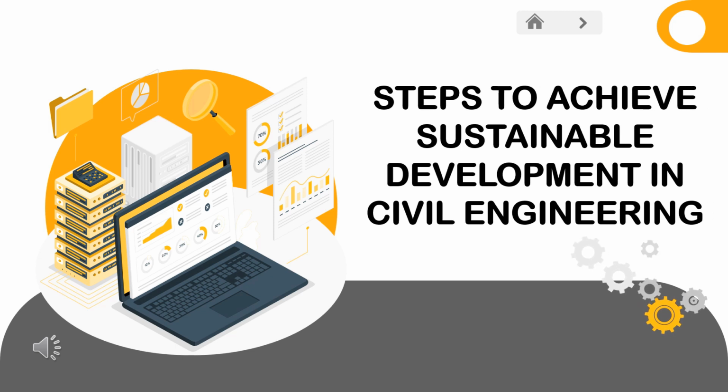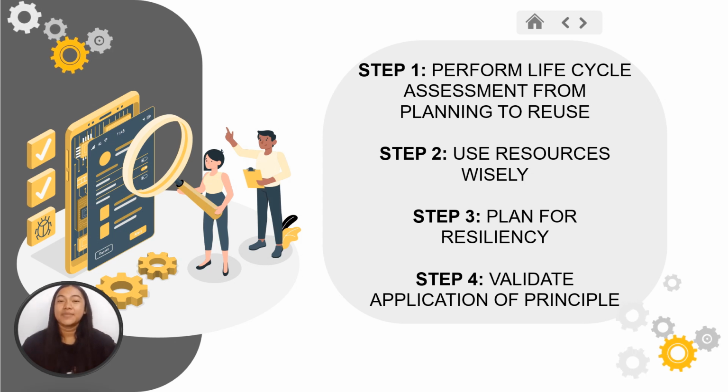Next are the different steps to achieve sustainable development in civil engineering. Step 1. Perform life cycle assessment from planning to reuse. Life cycle assessment, or LCA, involves evaluating the environmental impact of a product, process, or service throughout its entire life cycle, from raw material extraction and production to use and disposal or reuse. This comprehensive assessment helps identify areas where improvements can be made to minimize environmental footprint.